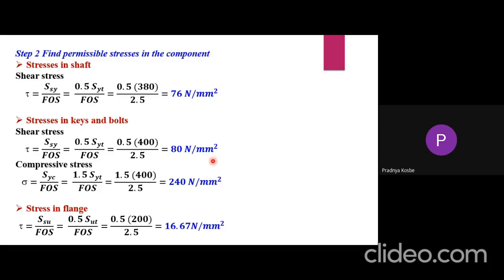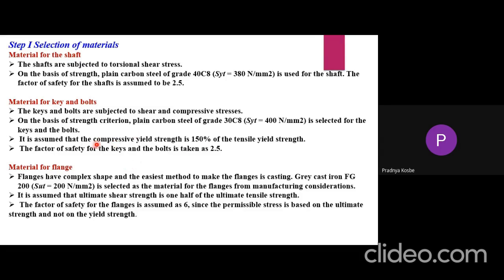Permissible shear stress for keys and bolts is 80 Newton per mm square. Then compressive stress sigma is equal to SYC divided by factor of safety, that is, the compressive strength under yield divided by factor of safety, which is equal to 1.5 SYT divided by factor of safety, because here it is assumed that the compressive yield strength is 150% of the tensile yield strength.